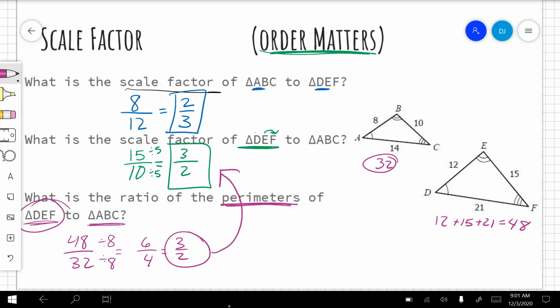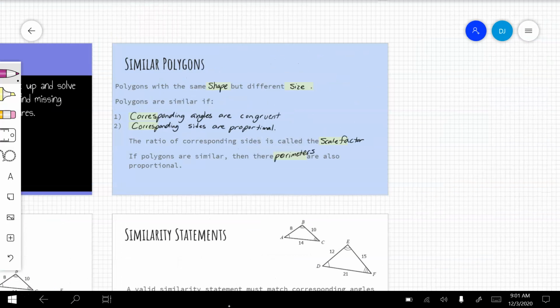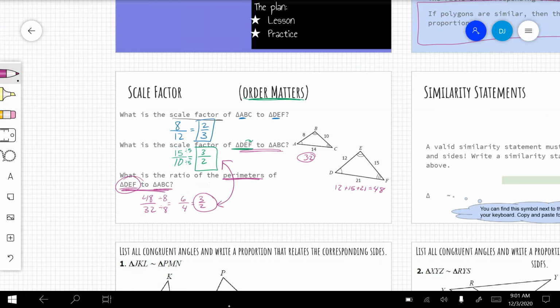Notice how the perimeters of the same triangle relationship is going to be the same. And that's part of our notes from the beginning when we talked about the perimeters are also proportional. So that's exactly what we're talking about here when we look at the math. So the ratio or the scale factor between those two figures is going to be 3/2.